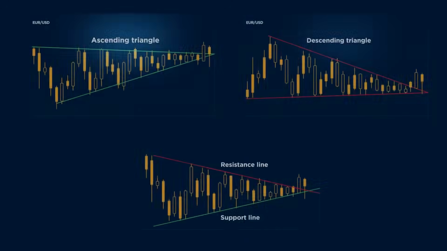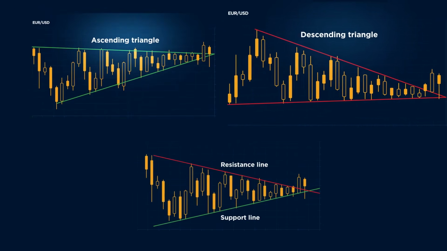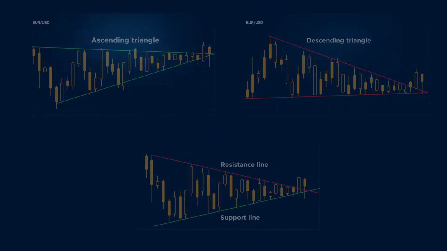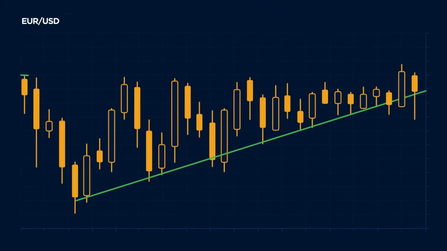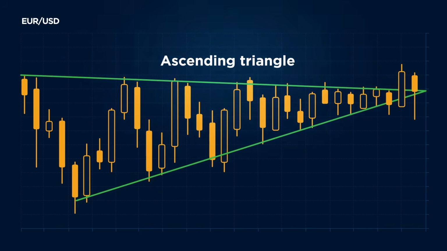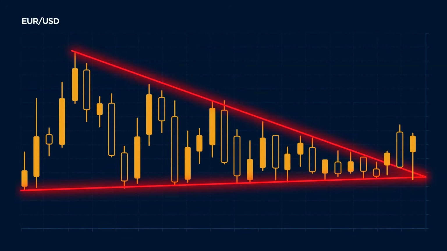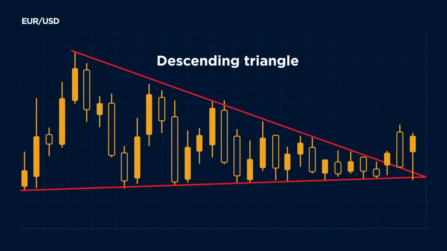What about triangles? The three types of triangle patterns are ascending, descending, and symmetrical. The first triangle pattern is ascending. It tends to point at the upper right corner of the chart. The second triangle pattern is descending. It tends to point at the lower right corner of the chart.